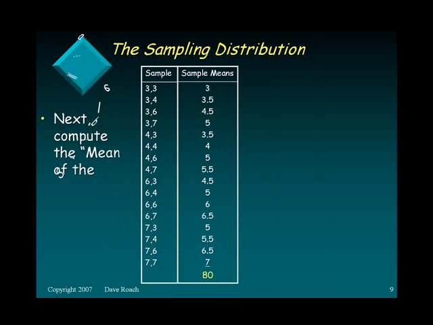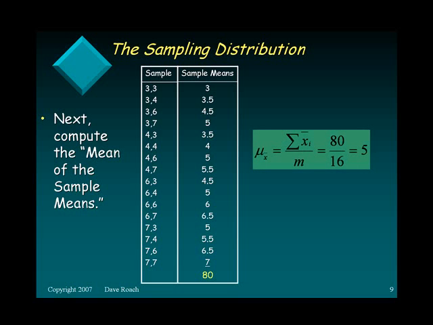Now we're going to compute the mean of the sample means. An important thing has happened here. The sample mean now has become a random variable itself. And now we're going to compute the mean of those sample means. So we're going to add up the 3, the 3.5, the 4.5, and so on. And of course we're going to divide that by the number of them. So you add those up, you get 80. There's 16 of them. 80 divided by 16 is 5.